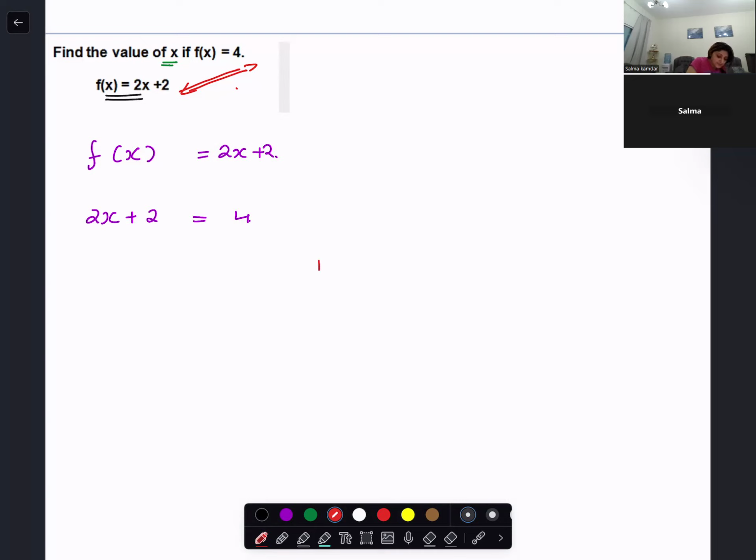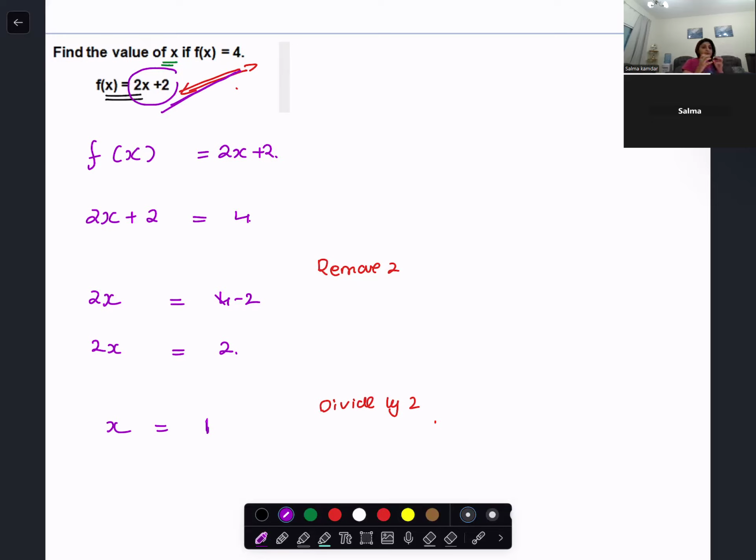You will just make x the subject and it is done. So what you're going to do is I'm going to remove the 2. So you're left with 2x is equal to 4 minus 2. So you're left with 2x is equal to 2. Now you're going to divide by 2. So your x is going to become 1. They have given you the value of the function is 4. And this is the function. It is very important for you to read the question properly.